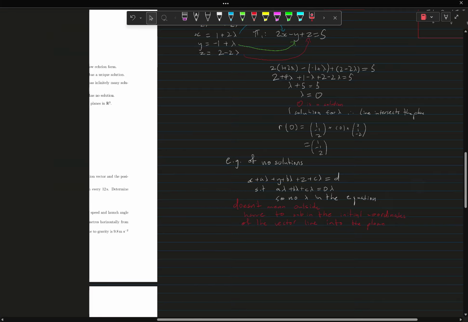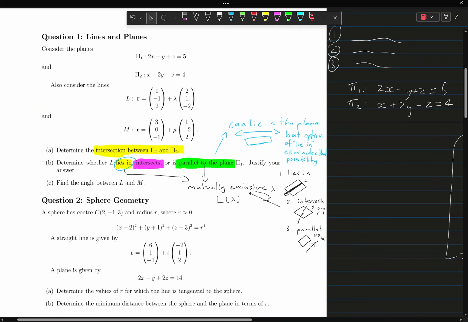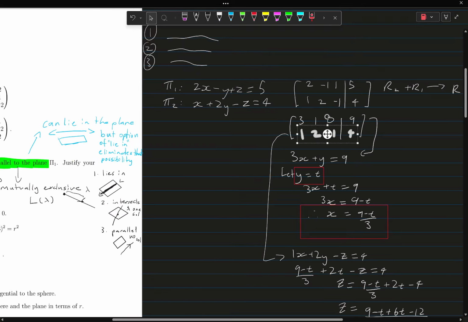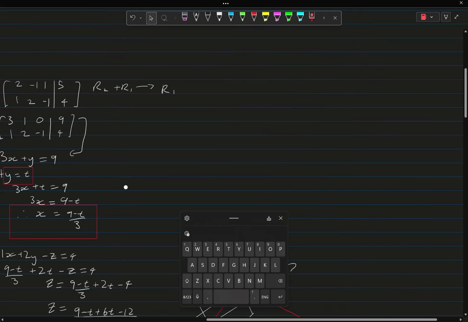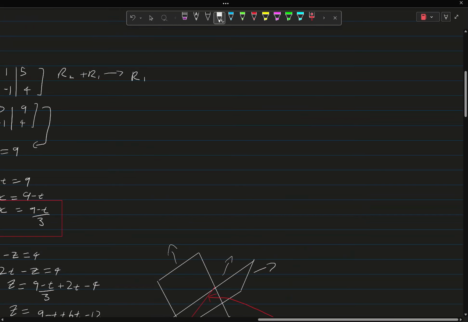Han, what is lambda? Lambda's just a parameter. It's like t or mu. It's just a variable we use to express the infinite length of a line. So, a line in vector space is defined as... so we have a starting point.